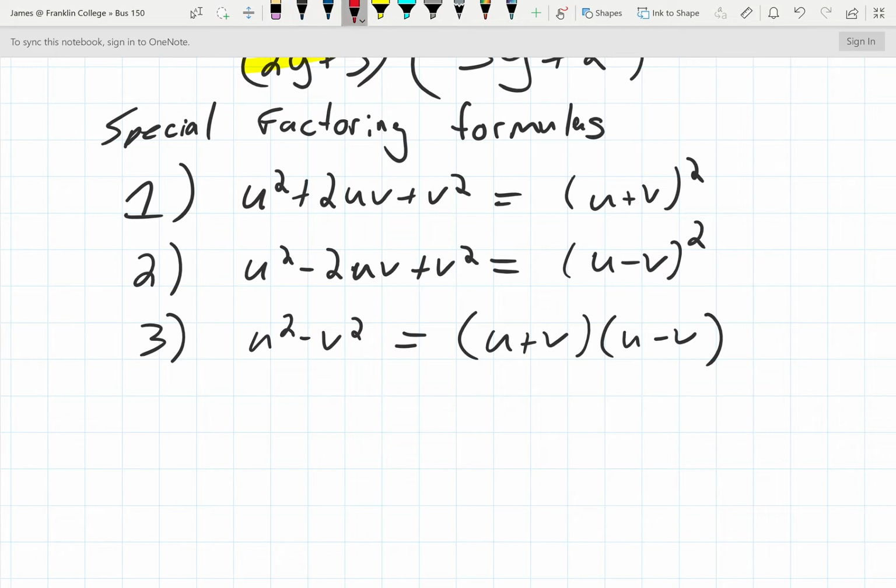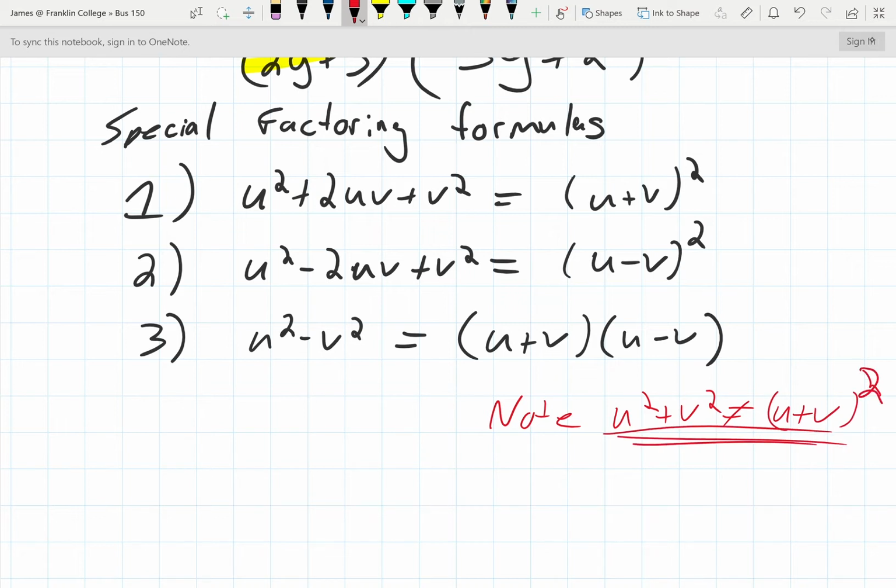Alright, just a special note, don't make this big old mistake: u squared plus v squared cannot be factored into (u plus v) squared. Don't make this mistake. I see this mistake all too often. U squared plus v squared simply cannot be factored into a simpler expression.